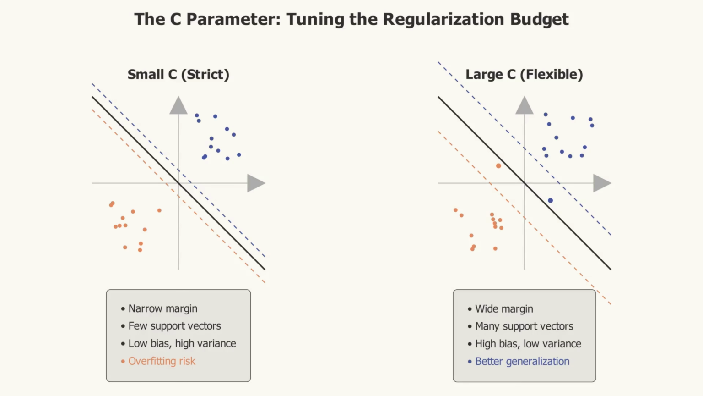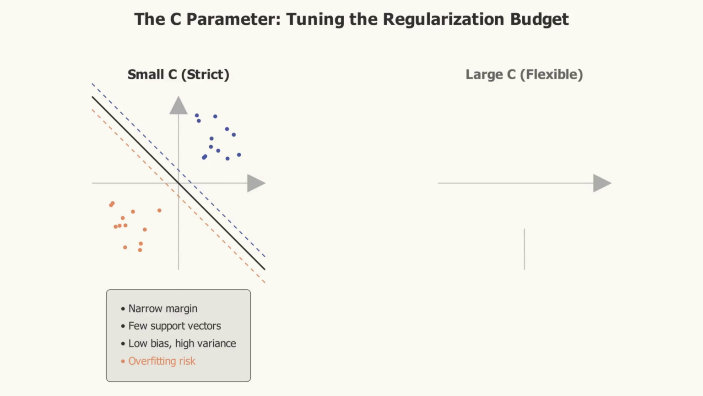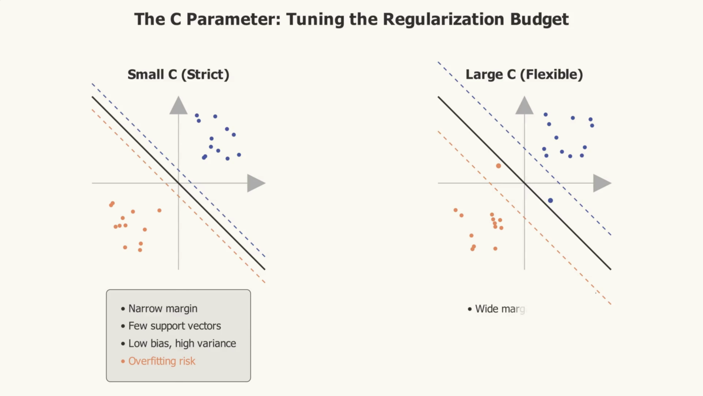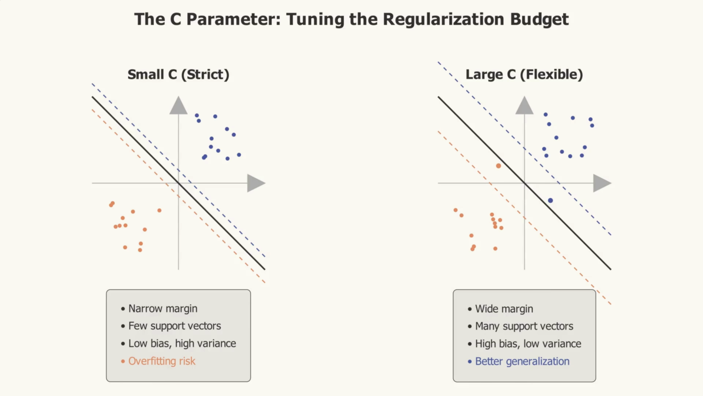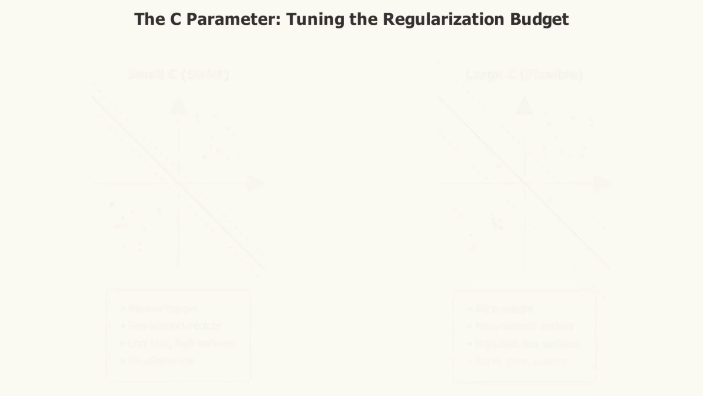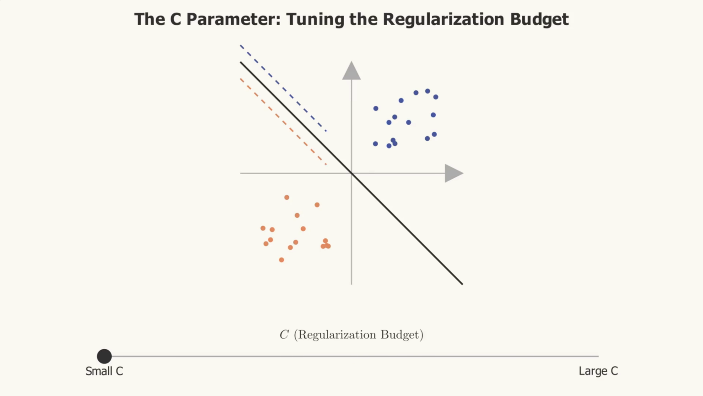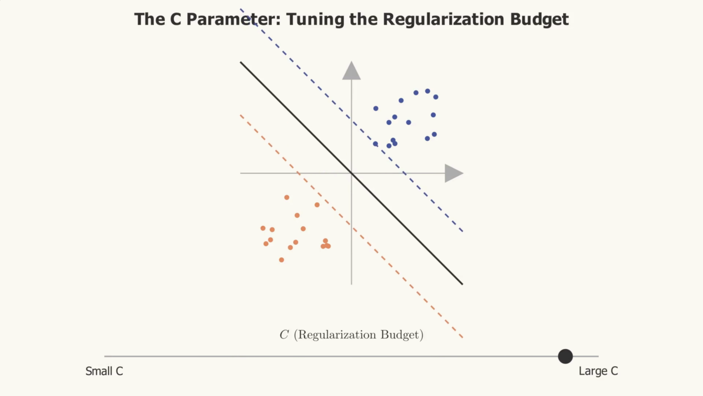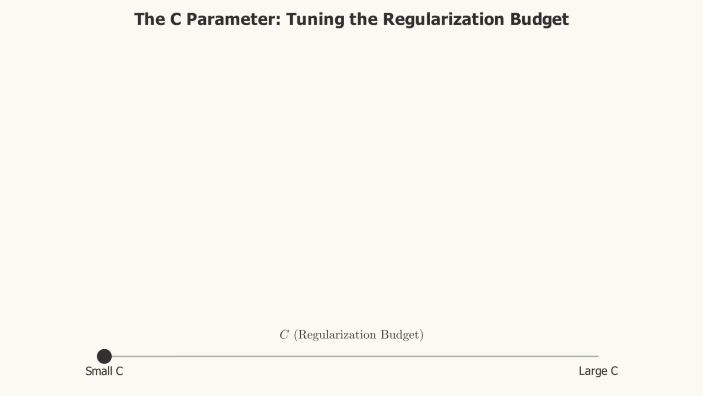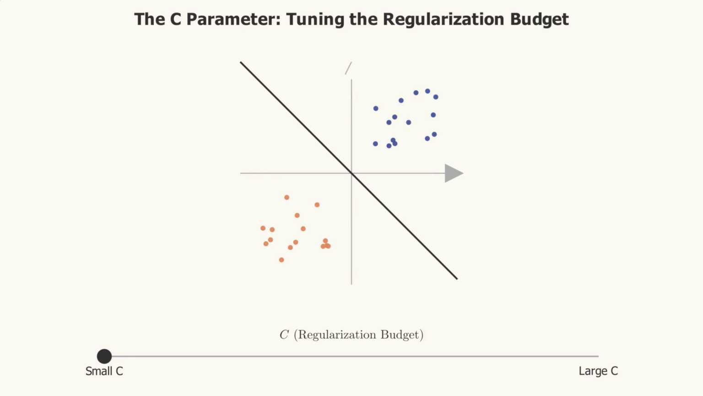Choosing the right value for C is the heart of training an SVM. It is the balance between a model that is too strict and one that is too flexible. By finding this sweet spot, we create a classifier that truly generalizes to the real world. On the left, we have a small C. This represents a strict model with a narrow margin. It tries to separate the classes perfectly, leading to a low bias but a high risk of overfitting, because it is too sensitive to individual data points.